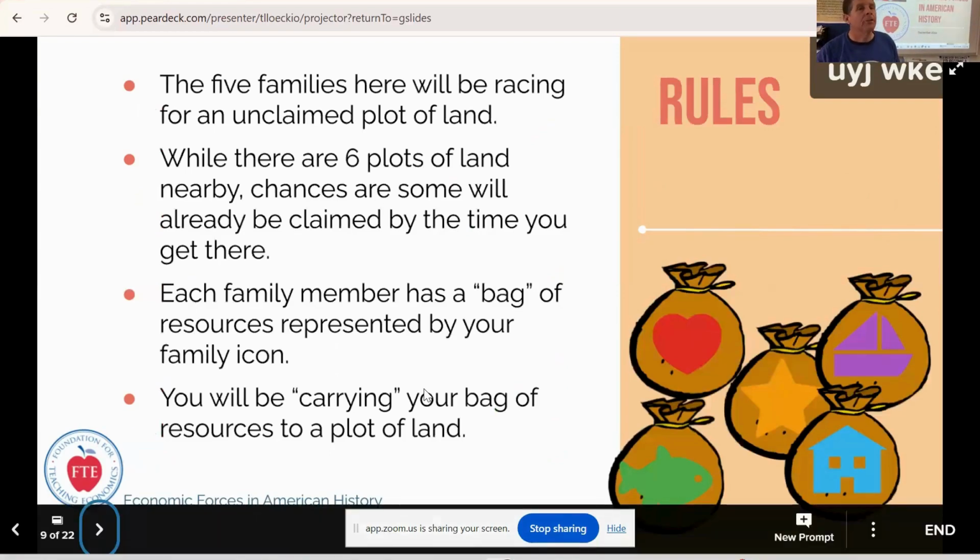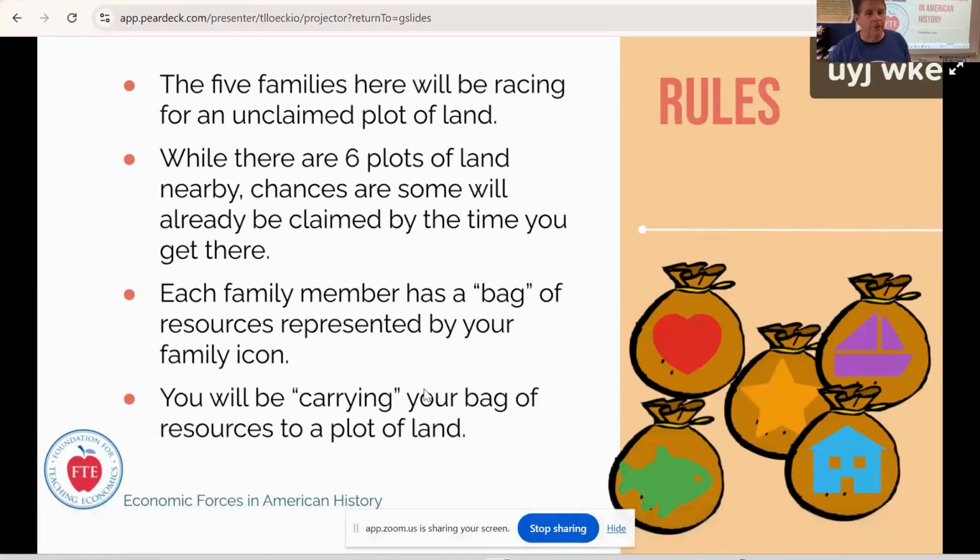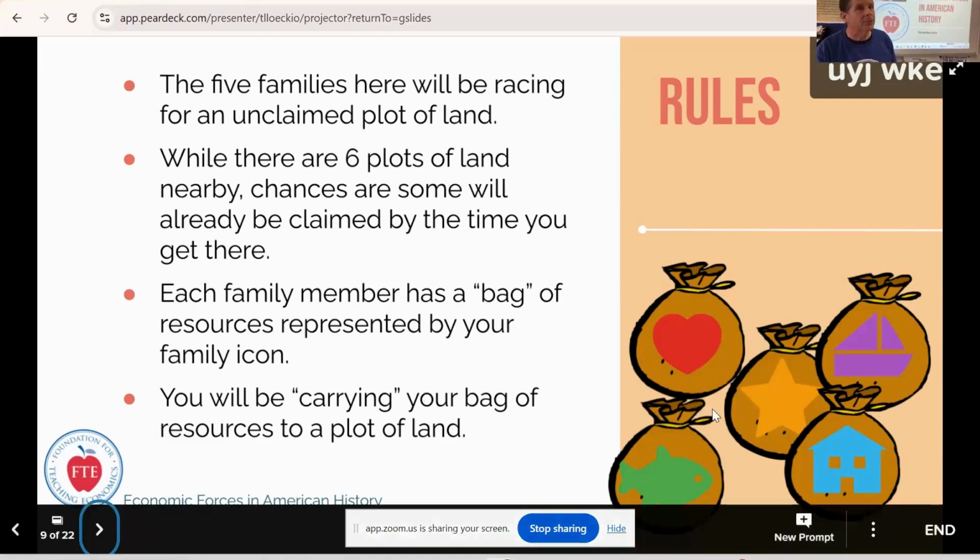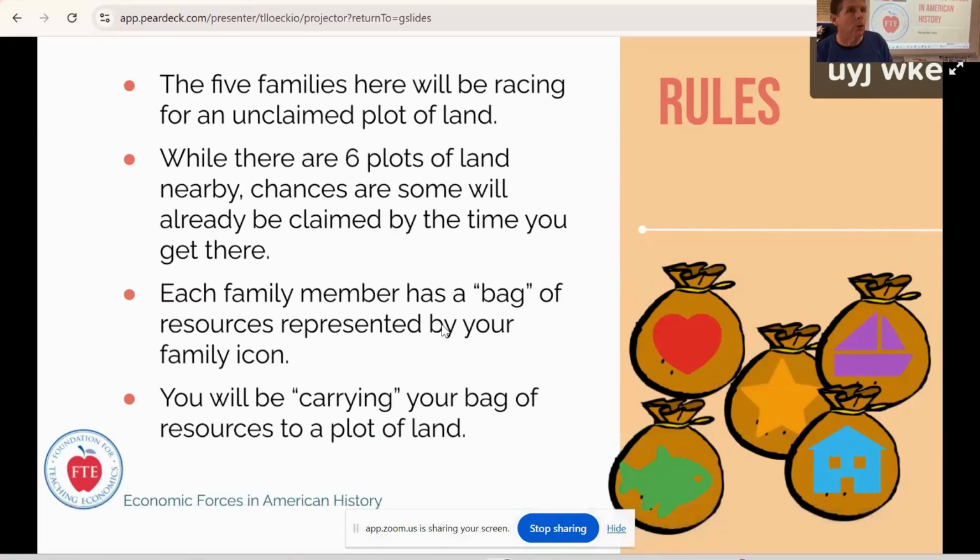So the 5 families here will be racing around for an unclaimed plot of land. There's going to be 6 total. And the symbols are the bags of resources. So as you pick up a symbol and drag it, you are basically carrying your resources to where we go. And this is integral to the big finish of the game.